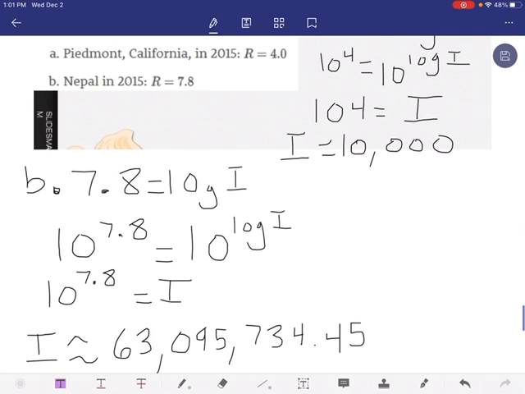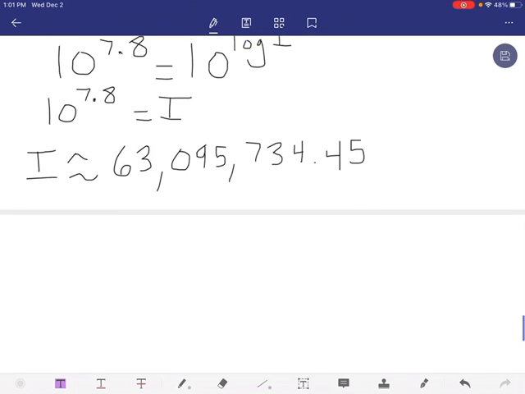earthquake. So those are just a couple of examples using exponentials and logarithmic equations. There are many more, but that gives you a basic idea of how to use and how to manipulate the different types of equations that you could see.